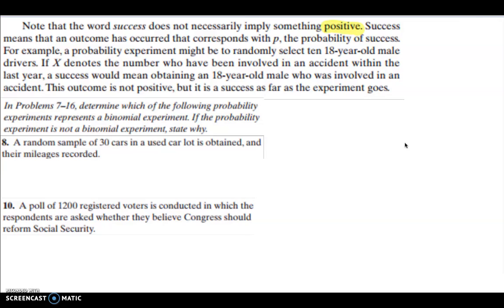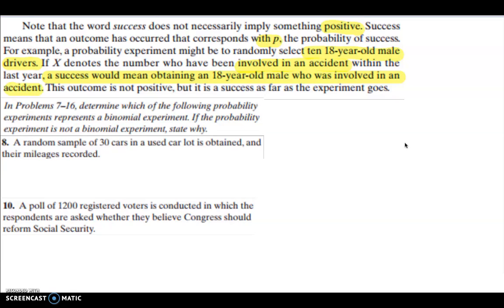Okay, and I mentioned this before, so just note that the word success does not necessarily imply something positive. Success just means that an outcome has occurred that corresponds with that probability p, or the probability of success. So for example, a probability experiment might be to randomly select 10 18-year-old male drivers. x could denote the number who have been involved in an accident within the last year, and a success would mean obtaining an 18-year-old male who was involved in an accident.